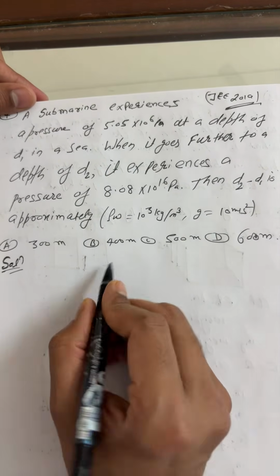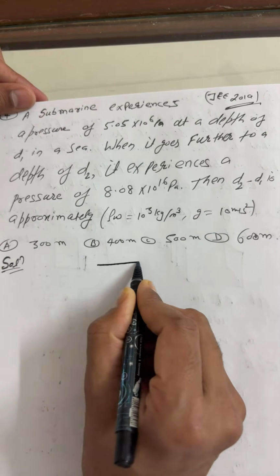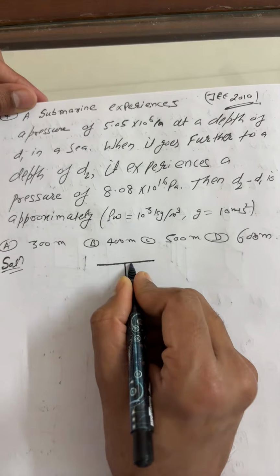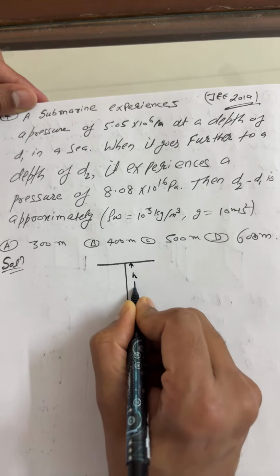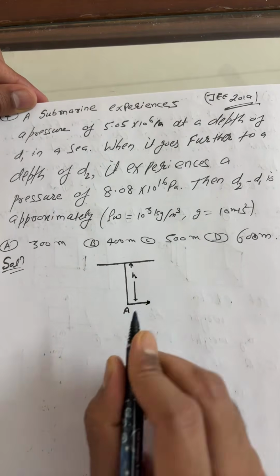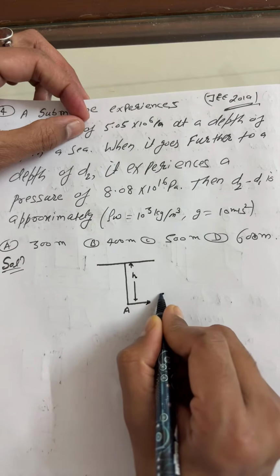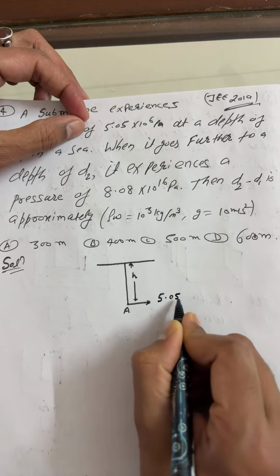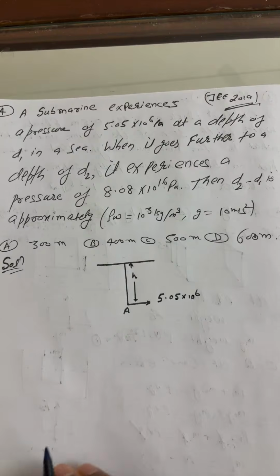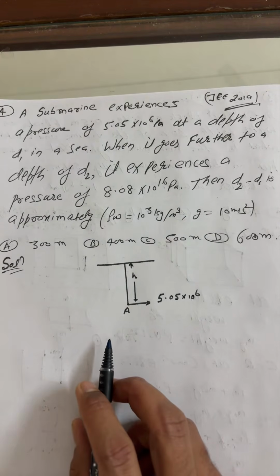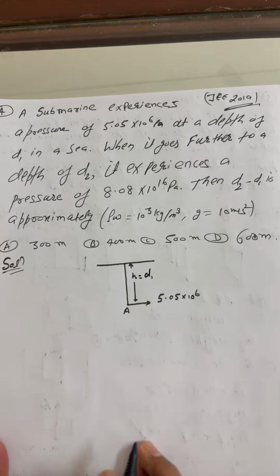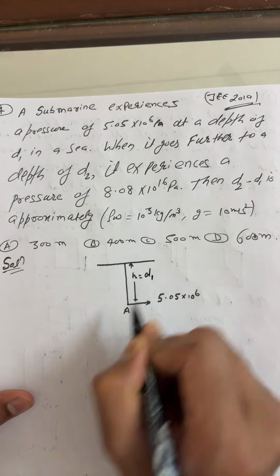What's the question here? You can say this is the top level of the water surface. Initially you are here, I don't know at what height. Let us suppose this height is h, right? This is point A. At this point A, the pressure is mentioned as 5.05 10 to the power 6 Pascal, right? Then you can see another thing here, this is S not. This is D1, my dear. This is D1 only.